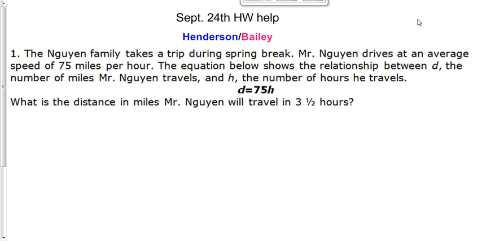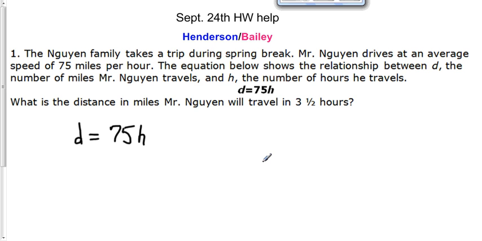If we look down at number 1, the Wynn family takes a trip during spring break. Mr. Wynn drives at an average speed of 75 miles per hour. The equation below shows the relationship between D, the number of miles Mr. Wynn travels, and H, the number of hours he travels. What is the distance in miles Mr. Wynn will travel in 3.5 hours?